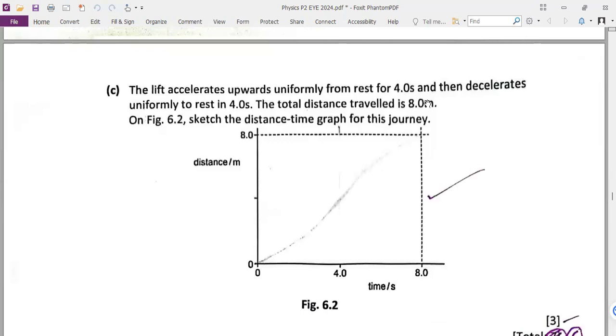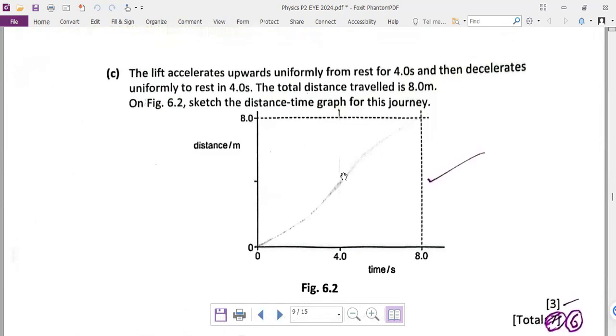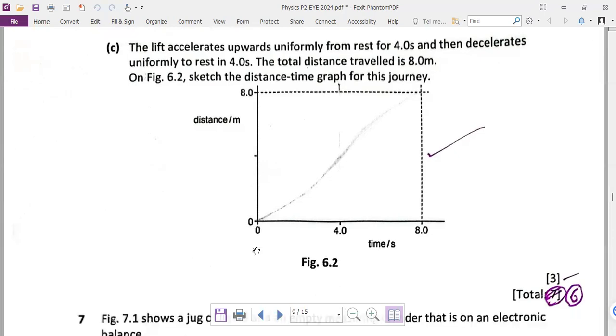So the lift is accelerating, then decelerating, total distance 8. Sketch the graph. When it is accelerating, it will be a curve like this up to 4 seconds. And then it will be decelerating, and the curve will be like this. So it will be like an S-type curve. It should start from 0, 1 mark. It should end at 8 seconds, 2 marks. It should have the S shape. That's 3 marks. Okay.